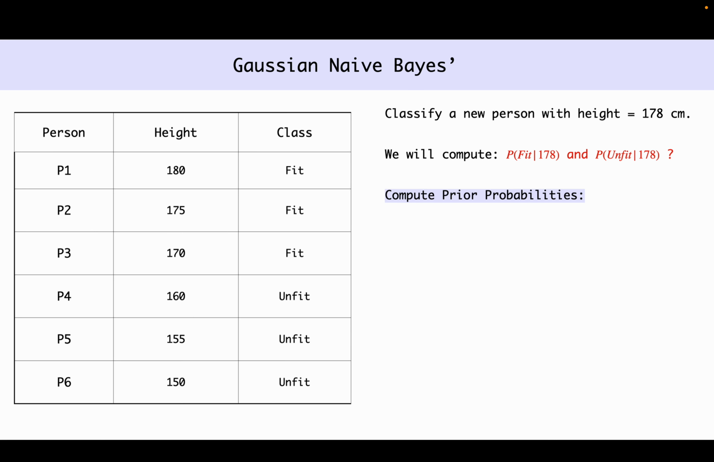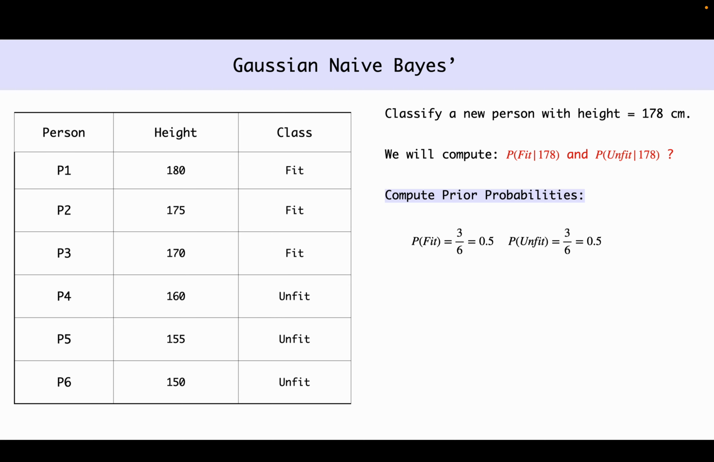So first let's compute the priors. As you can see here, we have in total 6 points. Out of that, there are 3 points belonging to fit and 3 points belonging to unfit. So the probabilities would be 3 by 6 and 3 by 6. Once we have found the prior probabilities, let's compute now the likelihood function and likelihood probabilities and also the evidence probabilities.